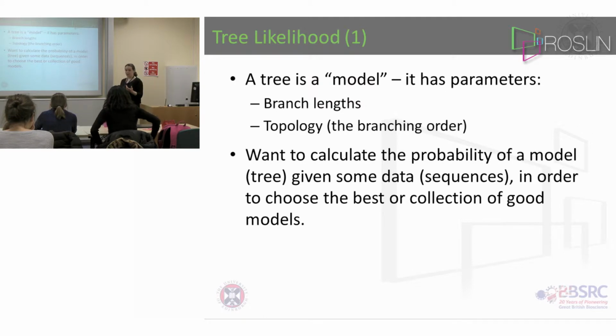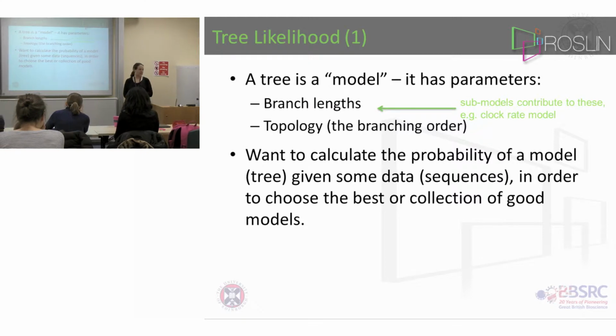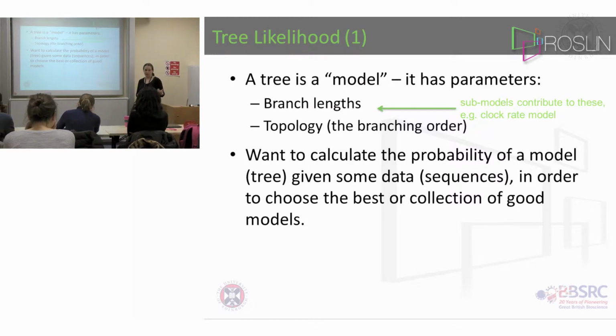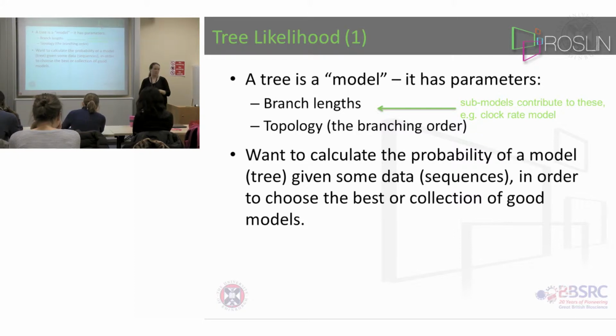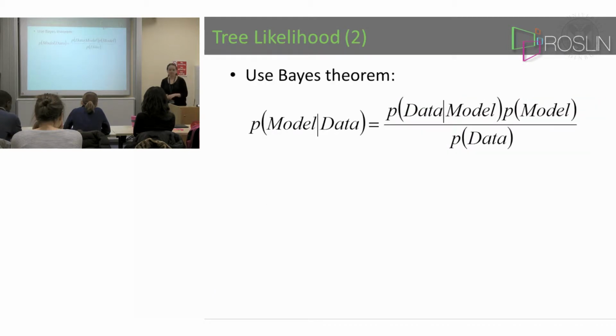What we want to do is calculate the probability of a model, in this case a tree, given some data. In our case this is some sequences with some times, so that we can choose the best one or collection of best ones for the data. Also, in our tree model with our branch lengths, there are several parts which go into that tree model, so there are models within the model. One of those would be something like a clock rate model, describing how quick you think the molecular clock is going.